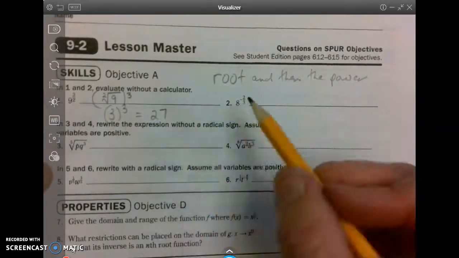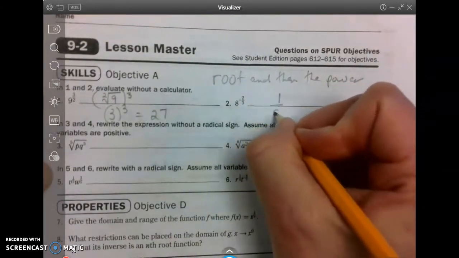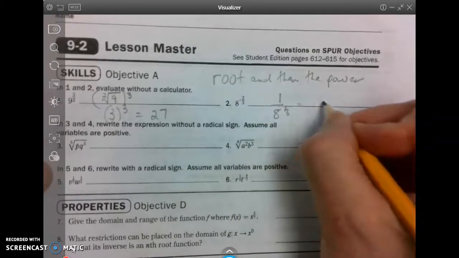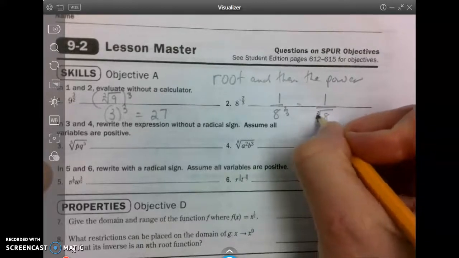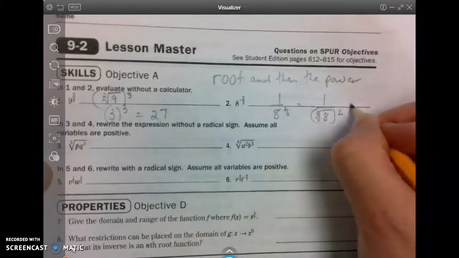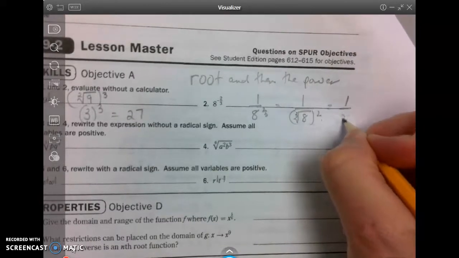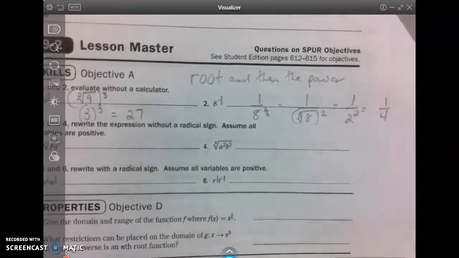All right, for number 2, we're going to put the 8 in the bottom, so 1 over 8 to the 2/3, which means 1 over the cube root of 8, and then square that. The cube root of 8 is 2. And when I square that, I get 4.